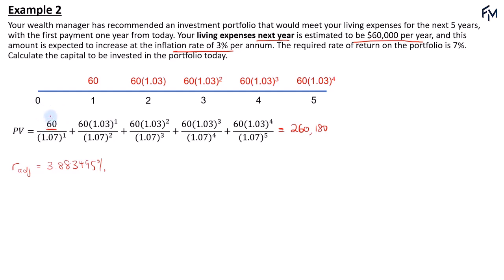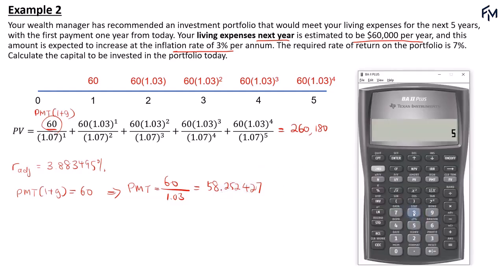Recall previously that for the first term, we are assuming that this is PMT times 1 plus the growth rate. So a quick workaround is to assume that PMT times 1 plus the growth rate equals this 60,000 in year 1. The growth rate is 3%, so the PMT here will be 60 over 1.03, which is around 58.252427. We can key this into the calculator to work out the numbers. So that's the PMT now.